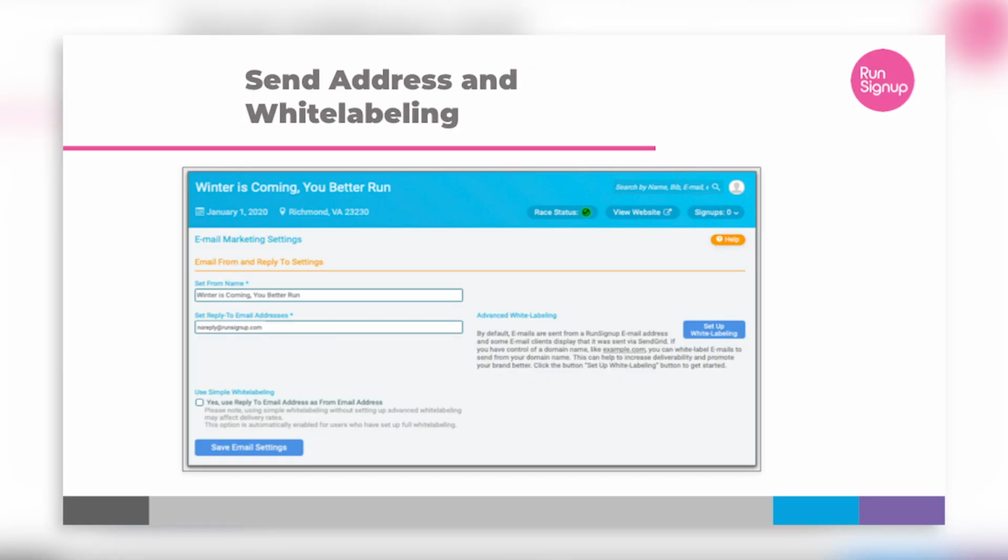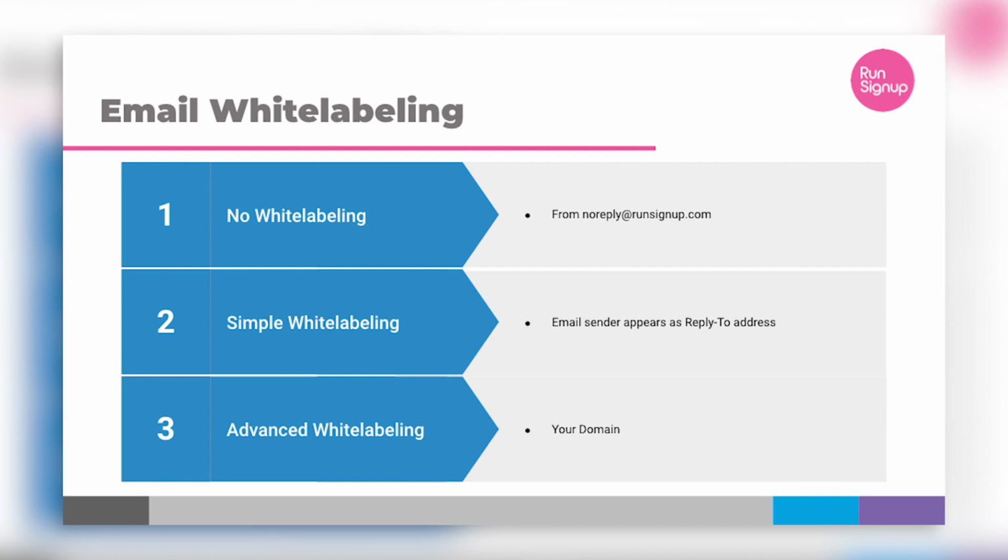Also on this page, we have our white labeling settings, which will help with your email delivery rate. If you own your own domain, you're able to set up the advanced white labeling. You do that in your DNS settings with who's hosting your website. Other than that, we have simple white labeling, which will just default to email being sent from your reply to email address.